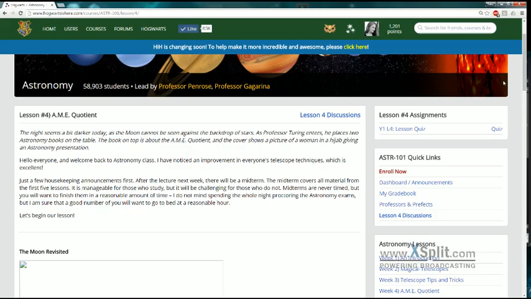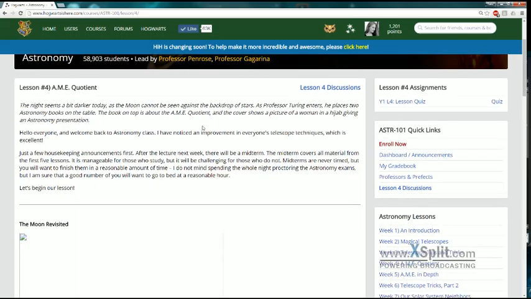In the meantime, let's get started with lesson 4, the AME quotient. The night seems a bit darker today as the moon cannot be seen against the backdrop of stars. As Professor Turing enters, he places two astronomy books on the table. The book on top is about the AME quotient, and the cover shows a picture of a woman in a hijab giving an astronomy presentation.